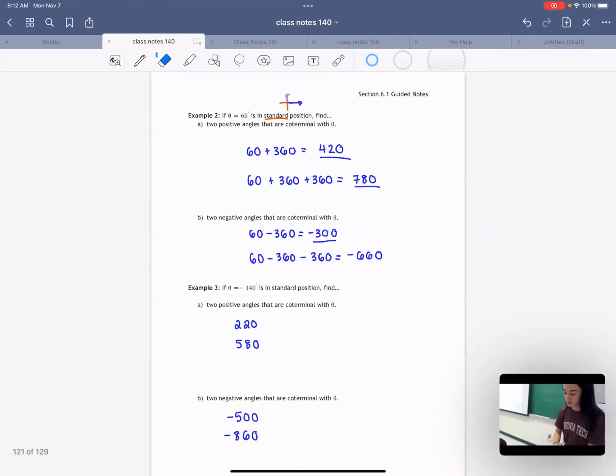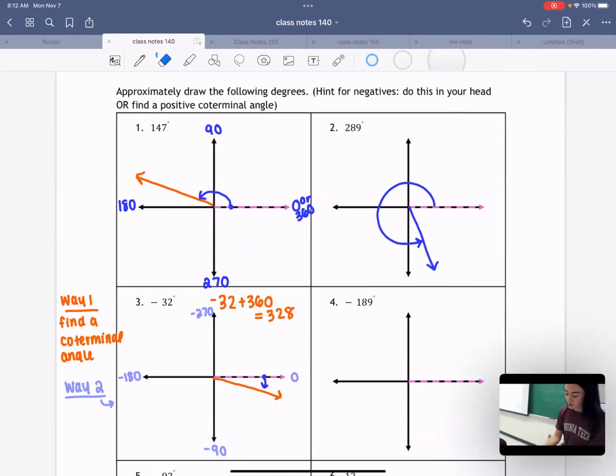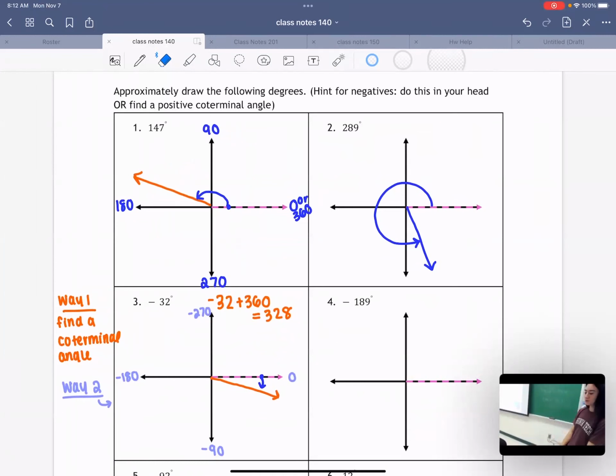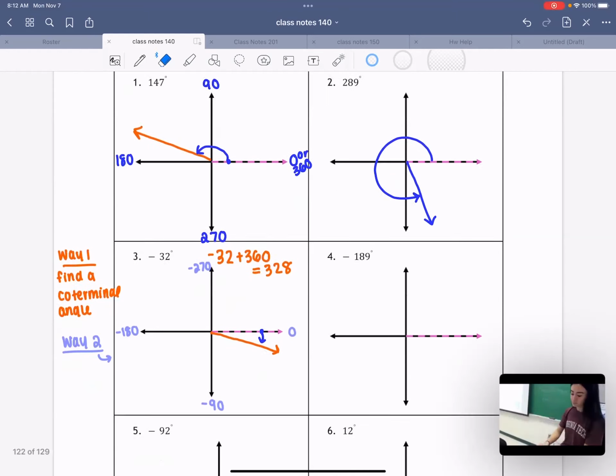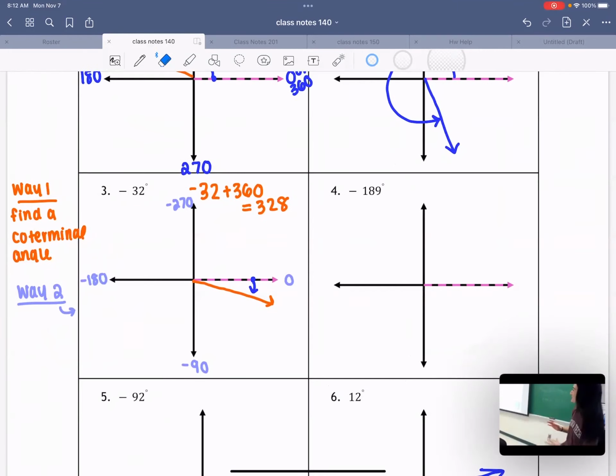So in order to draw these, we did a couple examples, and I think we learned that drawing positive angles is really easy, right? You just figure out which quadrant the angle is going to be in, and then I know I'm going to go counterclockwise, and that's it. When we got to negative angles, it got a little bit weird, especially figuring out how to draw them, right? We figured out we need to draw -32.